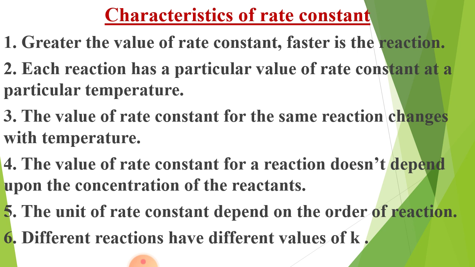That means if the order of reaction is changed, in that condition the unit of rate constant is also changed. Then different reactions have different values of K. That indicates that a number of reactions proceed at different rates because they have different values of K.